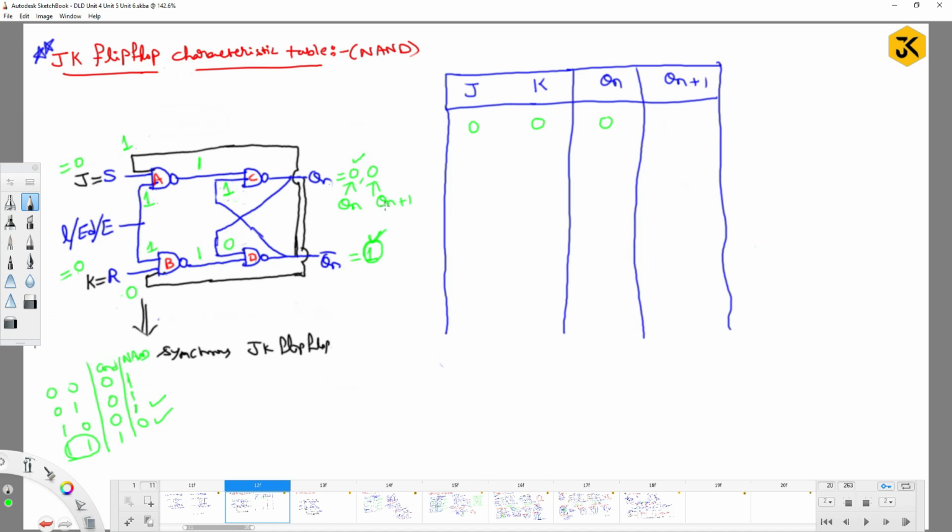Now try to send this 0 to here, meaning that you need to iterate the circuit. This 0 will be sent again to here. Let's see for the next iteration whether it is working or not. 0 will be coming here, and this 1 will be coming here.